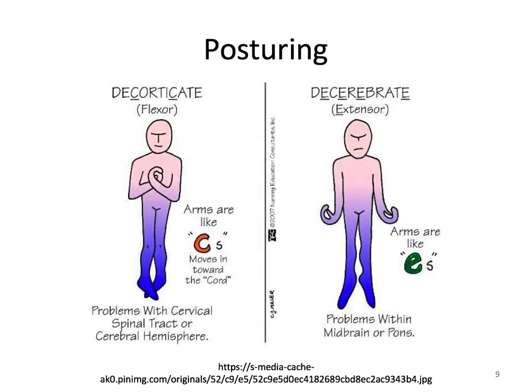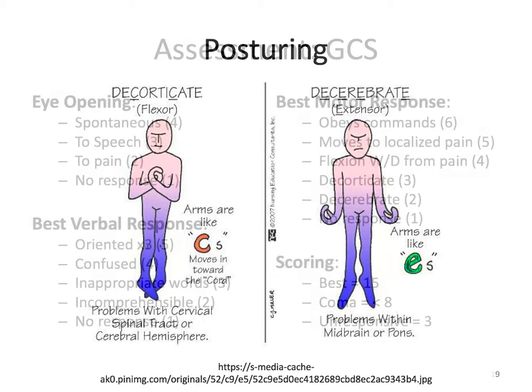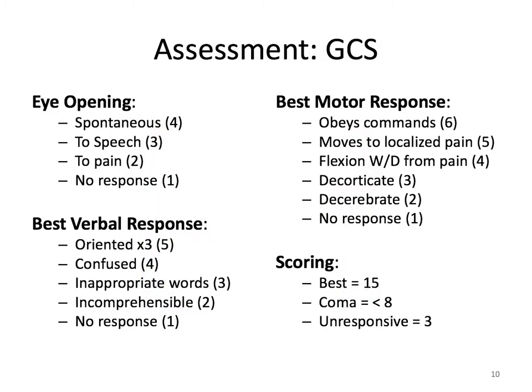Posture is of particular importance because there are two forms of posturing that signify a significant underlying problem. In decorticate posturing, the individual moves their upper extremities to the core. In decerebrate posturing, the individual is celebrating, with extremities moving outward. Although not the most appropriate way to think about this form of posturing, it does help with recall. Of the two forms of posturing, decerebrate posturing is the most severe, as it indicates a problem within the midbrain or pons.